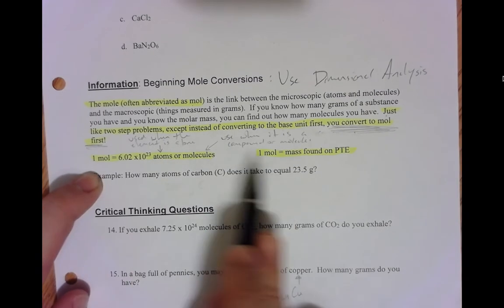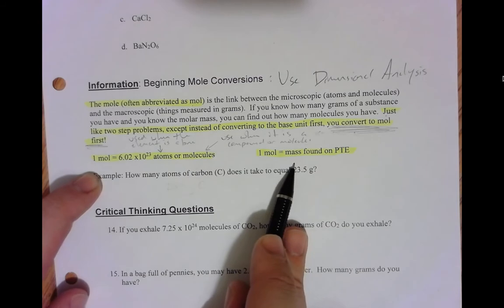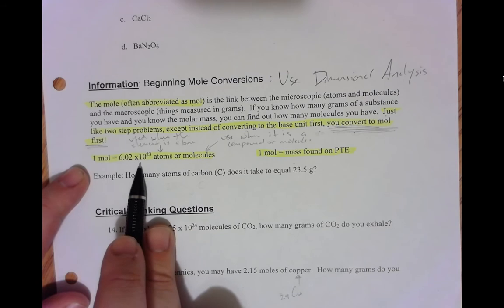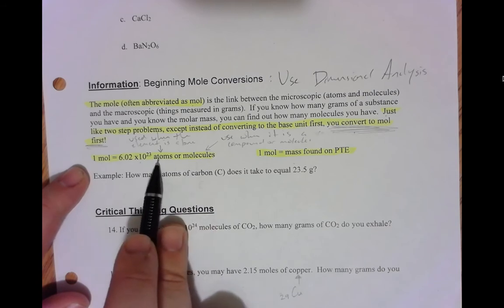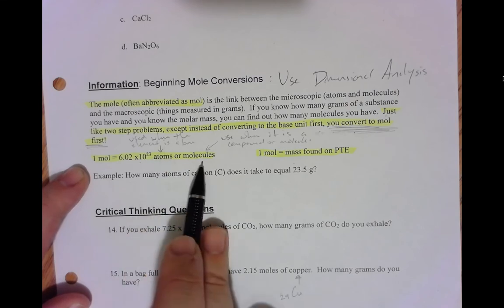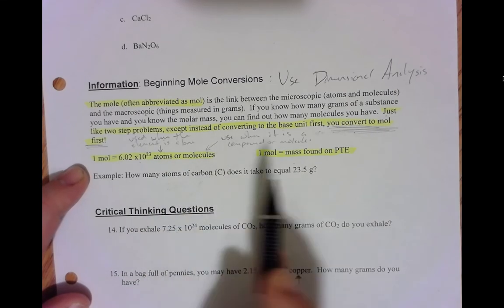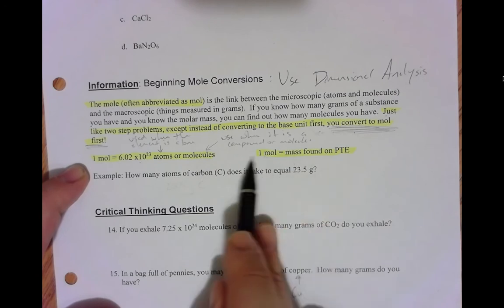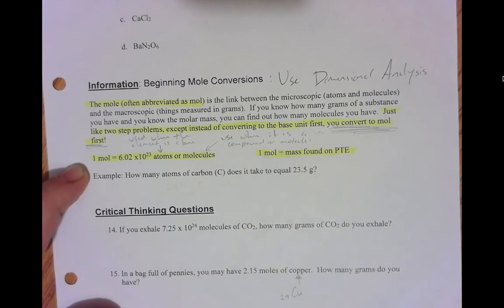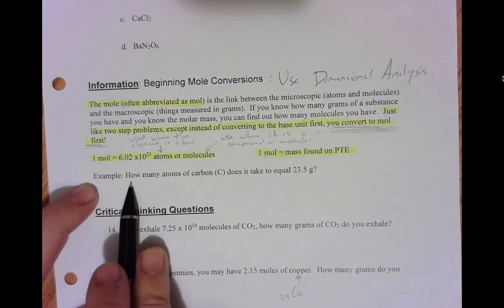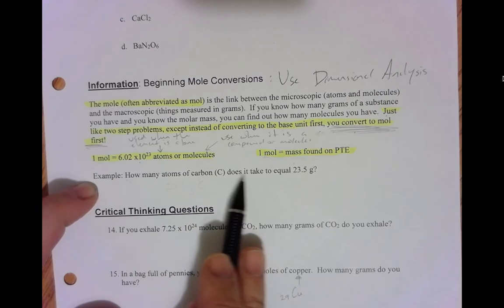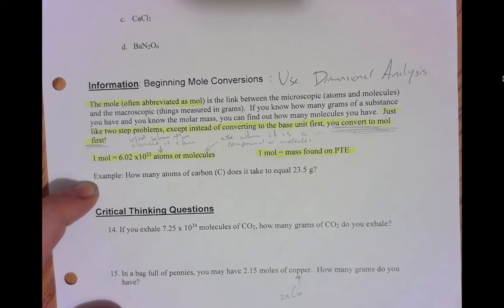A few conversions will be really helpful when we're doing these problems. You need to know that 1 mole equals 6.02 times 10 to the 23rd atoms or molecules. Remember, guys, the term atoms is used when the element is alone. Molecules is used when it's a compound, something bound together. And the last thing we've been using most of this packet is that 1 mole is the mass found on the periodic table. The example we need to convert is how many atoms of carbon it takes to equal 23.5 grams.